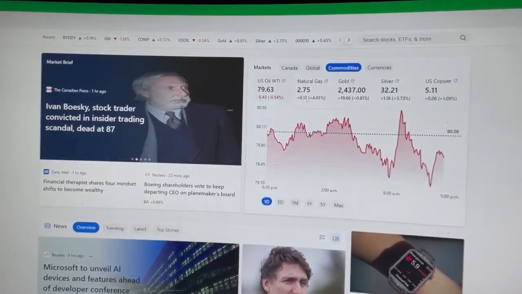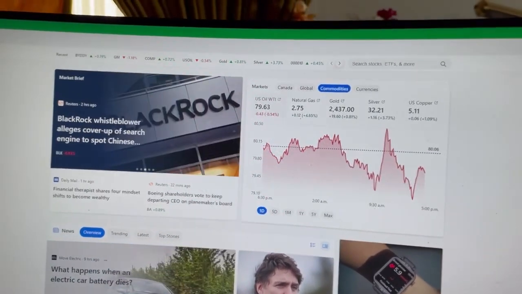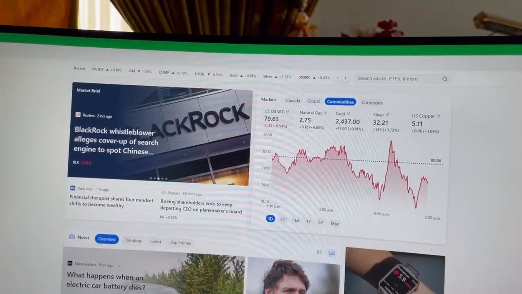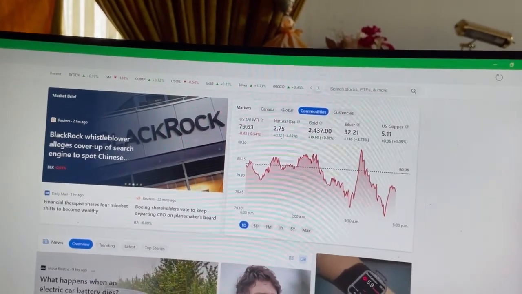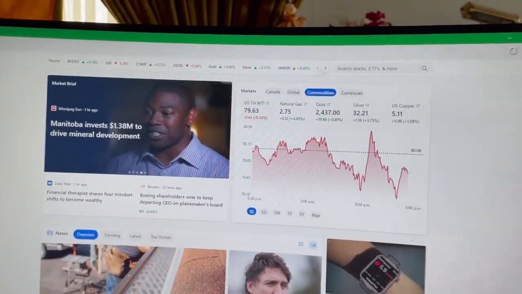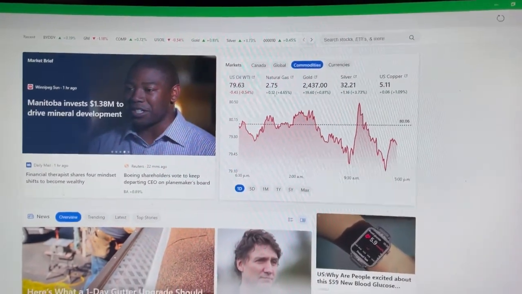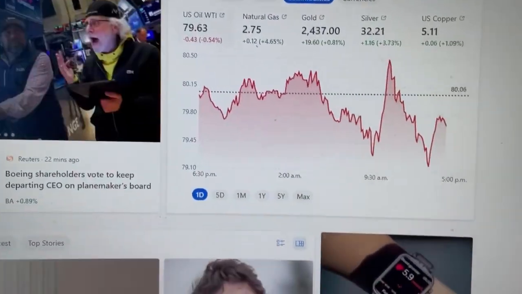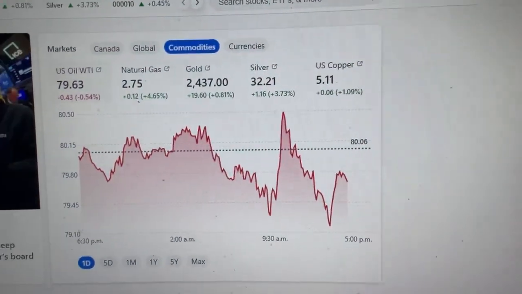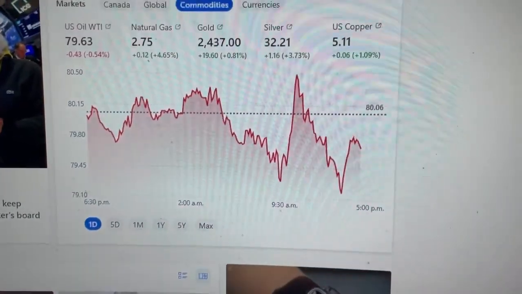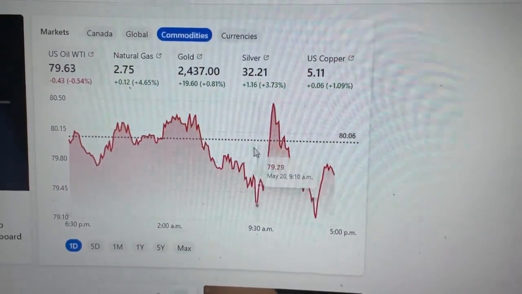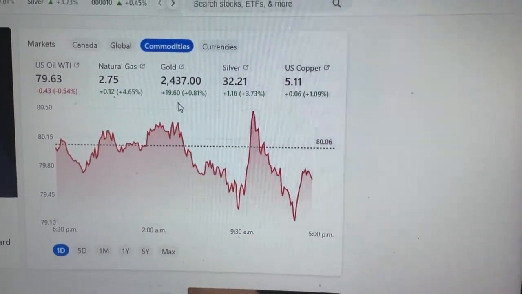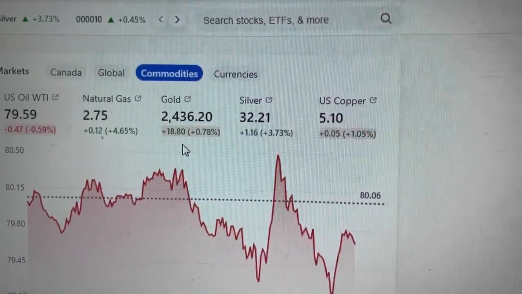So I was just checking my position today in the markets. There's a lot that has happened since the last time. Wow, since last Friday. So this is my Microsoft Money app. Okay, I see that gold has jumped $19.60 since last Friday.